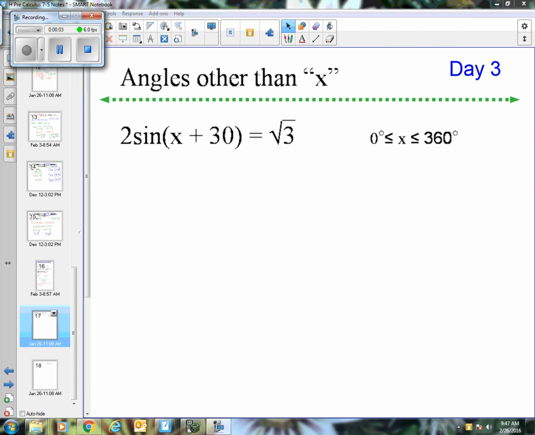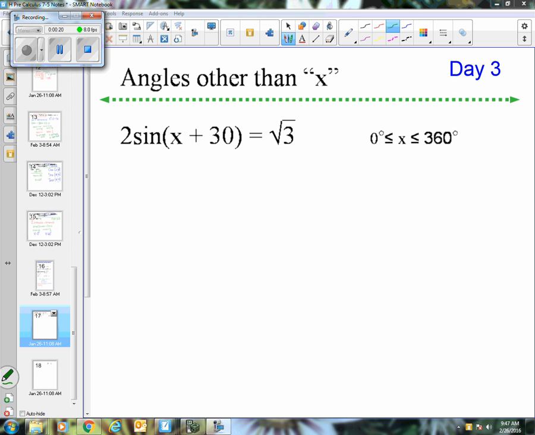Right, here's our day 3 on solving trig equations. Today we're going to look at angles other than just regular old x or 2x inside. What effect does that have on our solving? So if you take a look at this first one, I want you to see if you can figure out what's different about it than all of the other equations that we've solved.